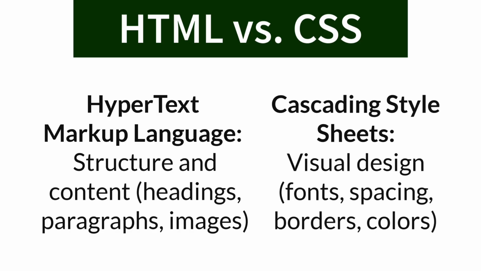CSS means cascading style sheets, and it's the visual design of the page, such as fonts, spacing, borders, and colors. A lot of CSS styles are not announced by screen readers, so always provide the same information in text if it's meaningful rather than just decorative.